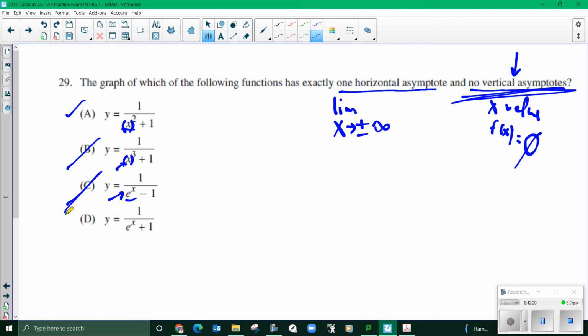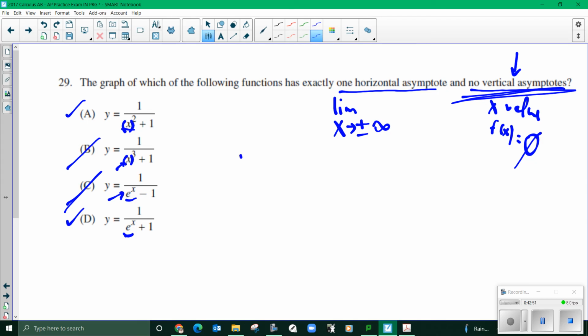And last but not least, I cannot make this a -1. That will always be a positive value. Even if my exponent is negative, it just makes it into a fraction. So A and D have no vertical asymptotes. All right? So now it should have one horizontal asymptote. I'm going to start with A, and that's where we're going to end because I believe that's our answer.